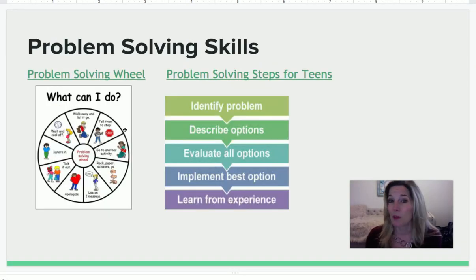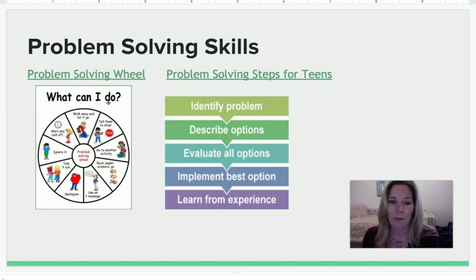It's also very important to teach the students how to problem solve. A lot of our kids, their biggest problem is that they just don't know how to problem solve. So maybe we have some visuals, and these are just a couple of visuals. One's for teens and one's for younger students, maybe up until like middle school, elementary school. So it's like a little problem solving wheel.